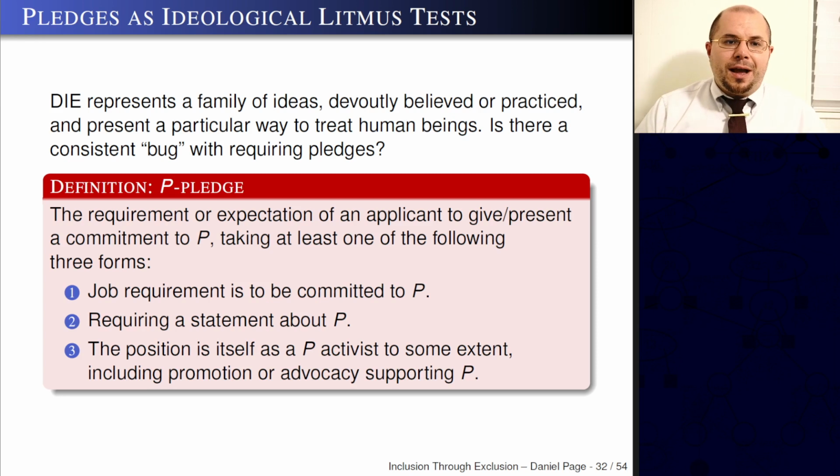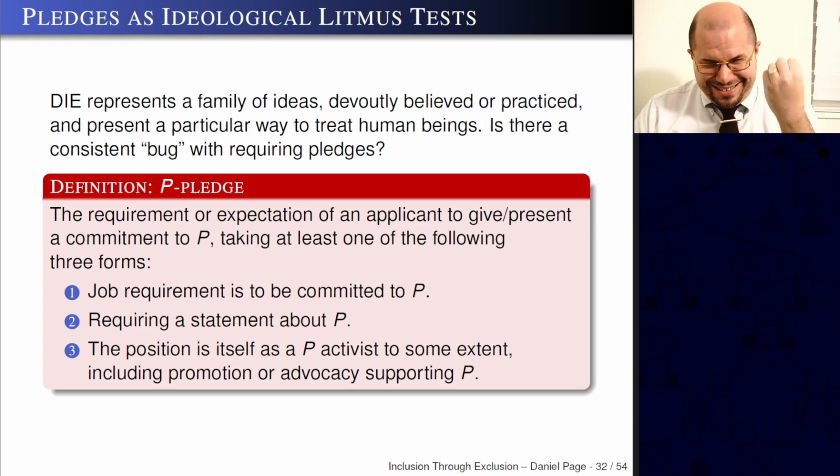I wanted to take a big step back. People are like, oh, Dan, you've been harping on DEI a little bit. But ultimately, DEI represents a family of ideas, devoutly believed or practiced, and presents a particular way of treating human beings. But is there a consistent bug that exists with requiring DEI pledges? Well, let's take our same definition. We'll call it a P pledge. Everywhere I had DEI, I'm going to put P. I want to demonstrate to you that just the fact that it's DEI is one issue in its own right.